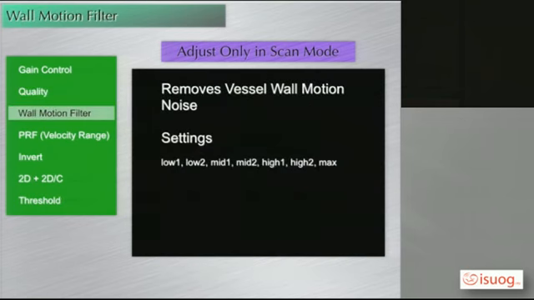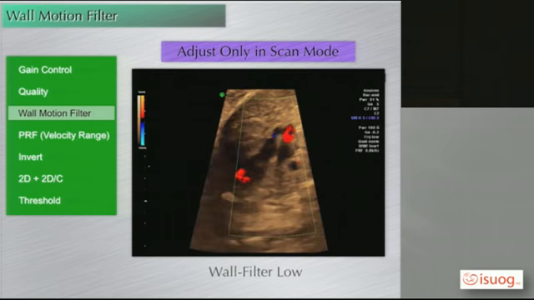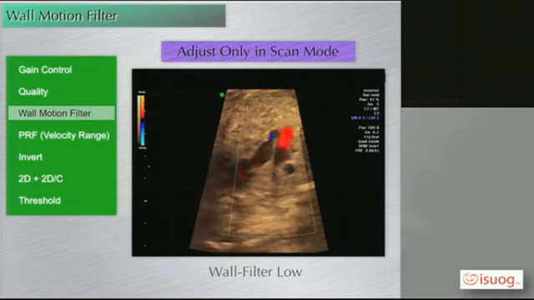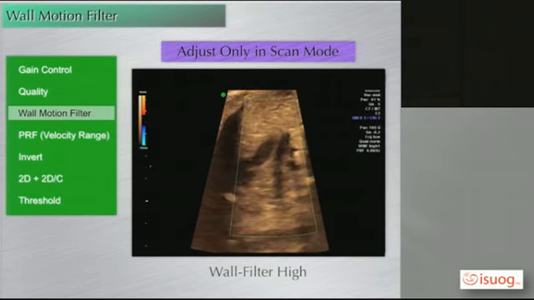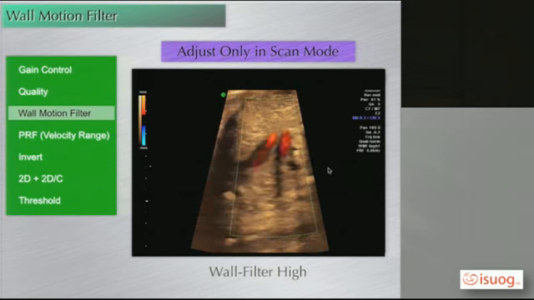Now let's examine the wall motion filter. The wall motion filter has a number of settings ranging from low 1 to max. When the filter is set to low, notice the color Doppler bleeds outside the walls of the vessels. When the wall motion filter is set to high, notice that the color remains within the vessels.